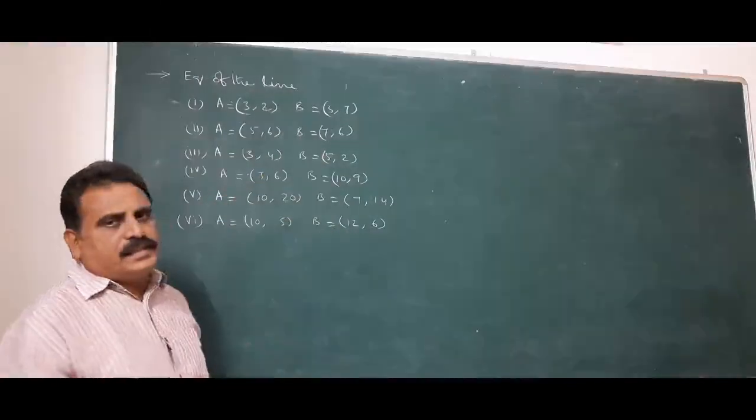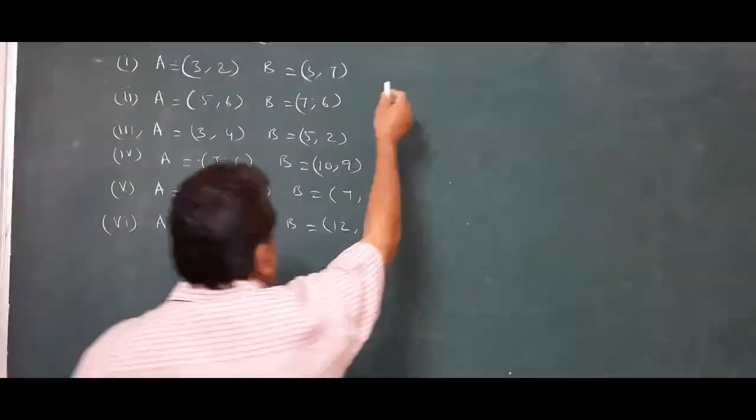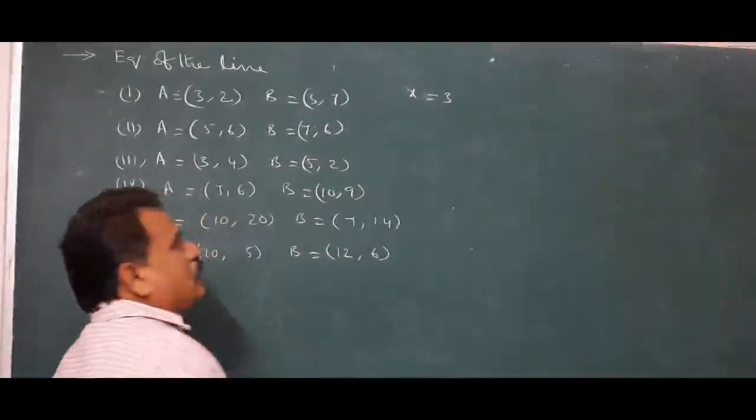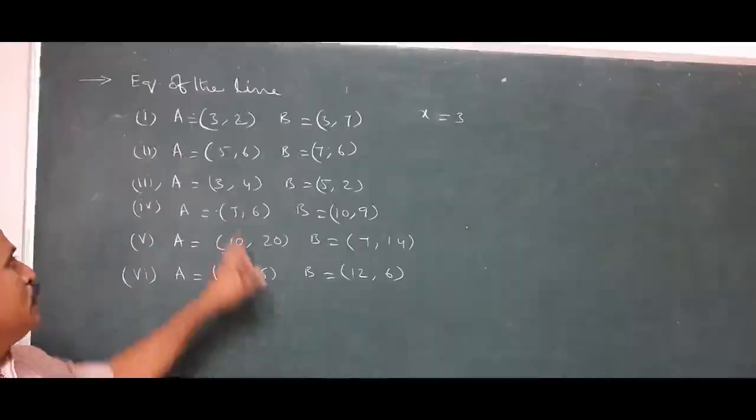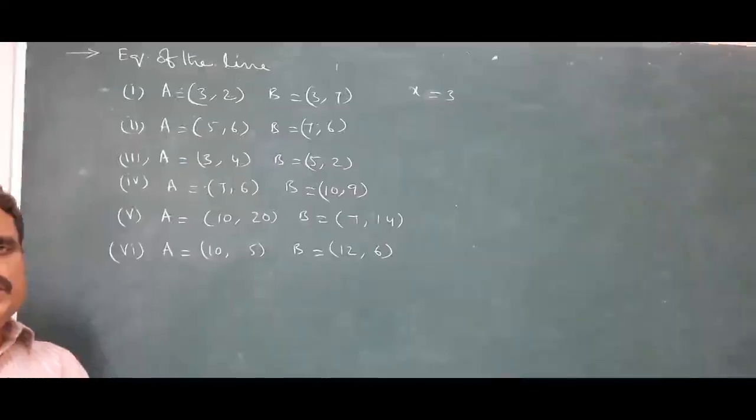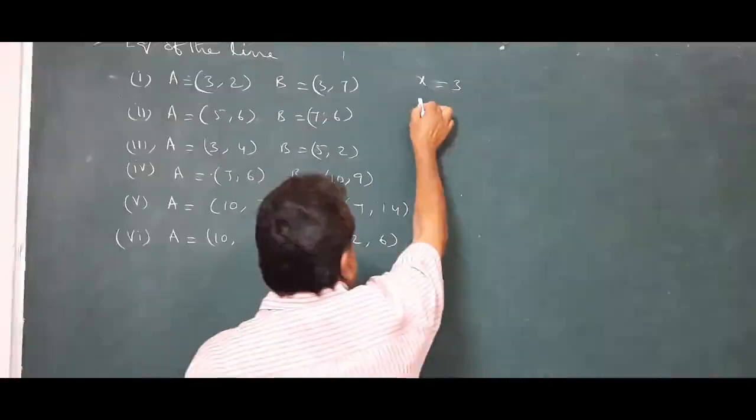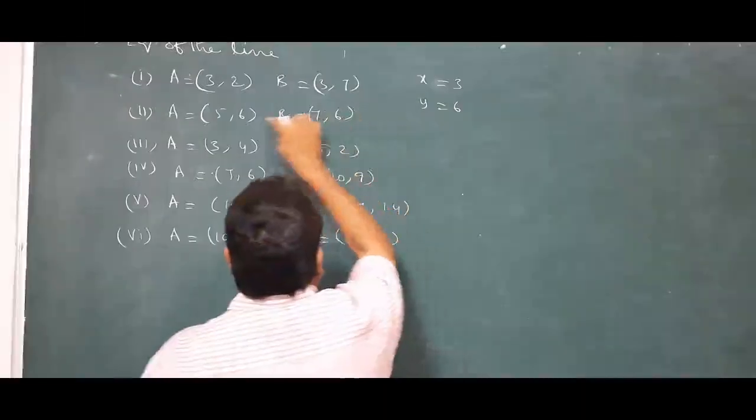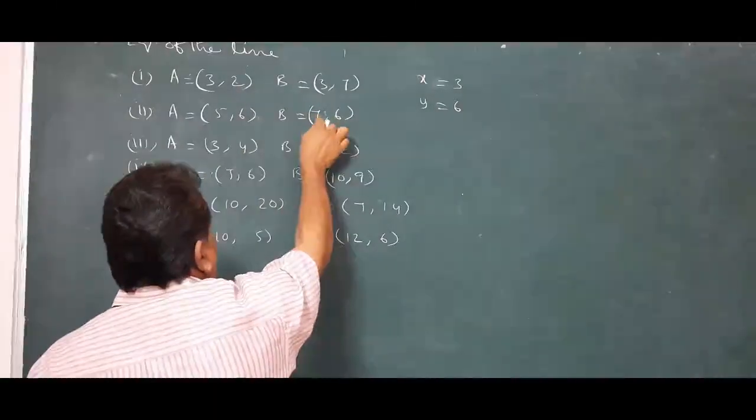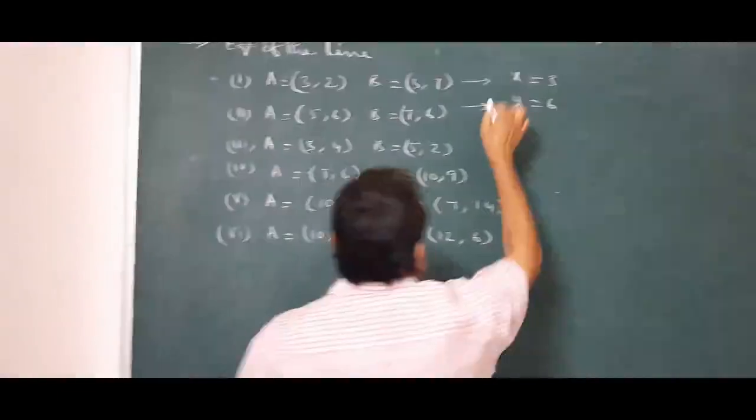In these 2 points, x coordinate is same. So, the equation is x equal to 3. Second one, these 2 you observe. These 2 having the same y coordinate. So, equation of the line is y equal to 6. These 2 have same y coordinate, 6, different x coordinates. So, equation of the line is y equal to 6.